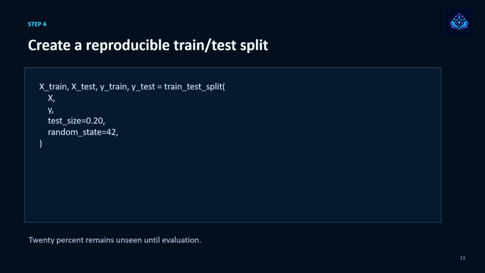The code returns 4 objects: training features, testing features, training prices, and testing prices. Test size 0.2 creates the 80-20 split. We keep random state 42, so the same rows enter each group every time the lesson runs. Reproducibility makes debugging and comparison much easier while we learn.